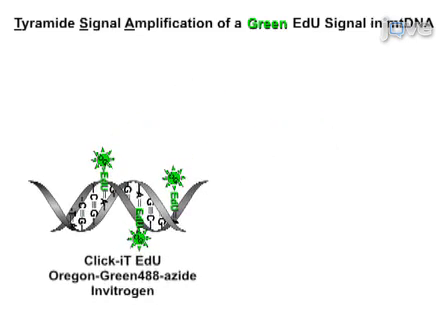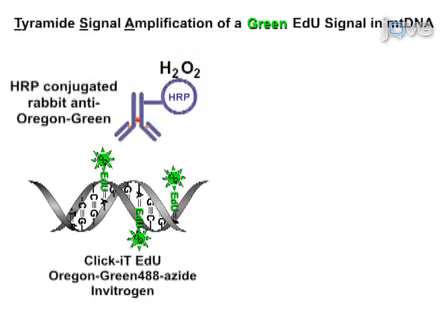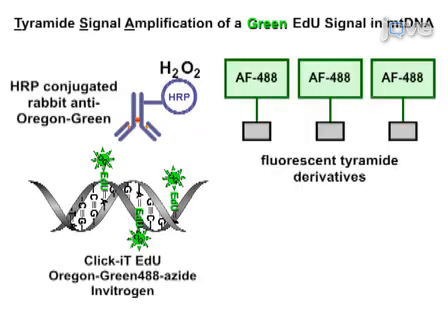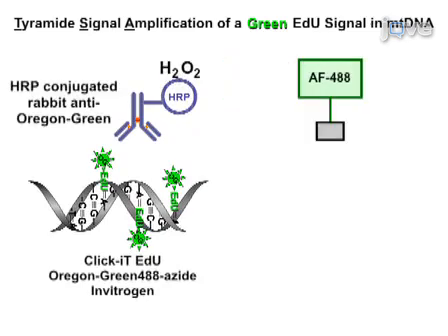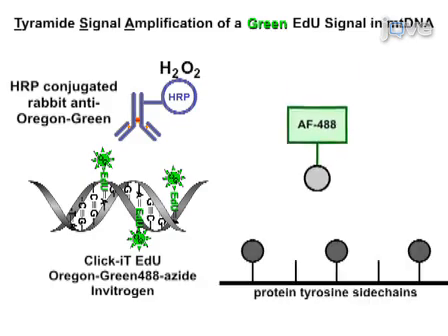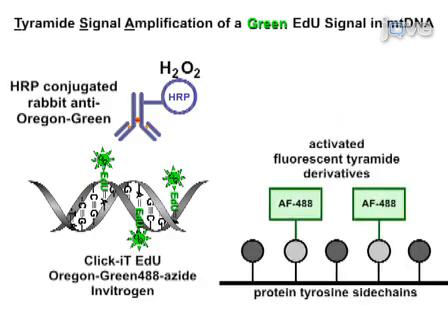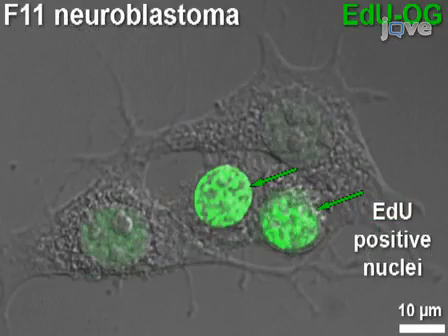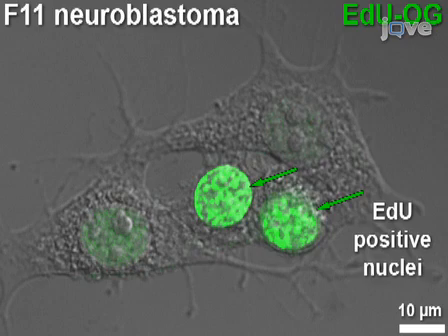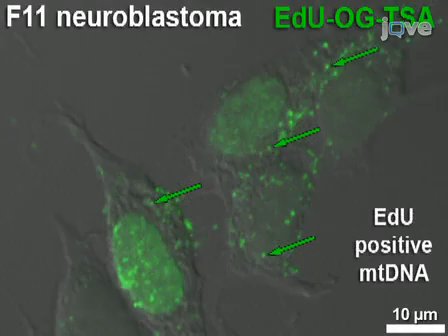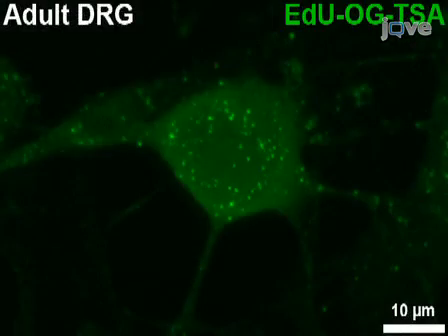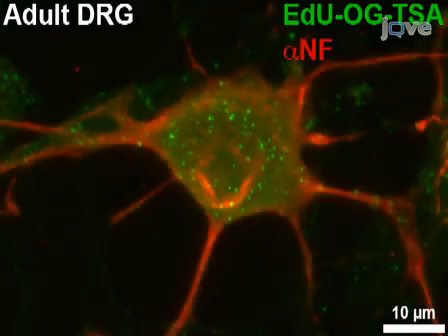The final step of the procedure is to amplify the Oregon green signal with a tyramide signal amplification step in order to visualize the EDU that was incorporated in newly synthesized mtDNA. Ultimately, results can be obtained that show mtDNA replication in specific subcellular compartments of neurons through the combination of Click-iT EDU chemistry and subsequent tyramide signal amplification.